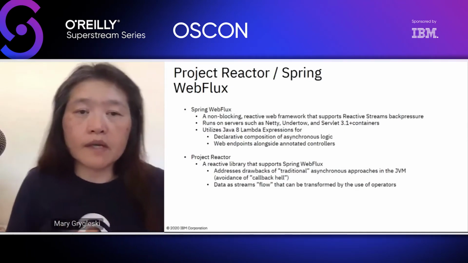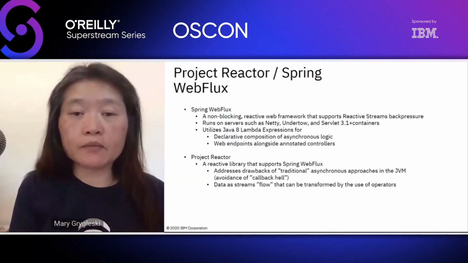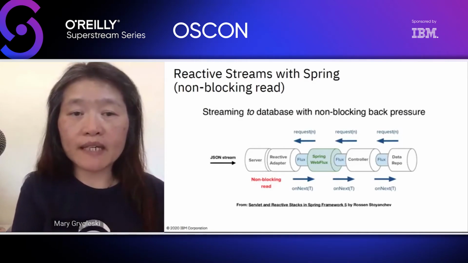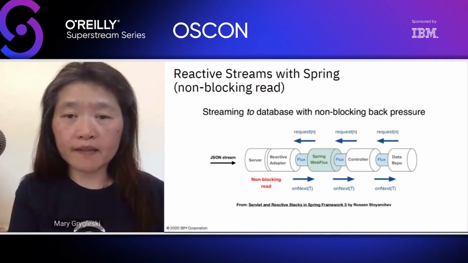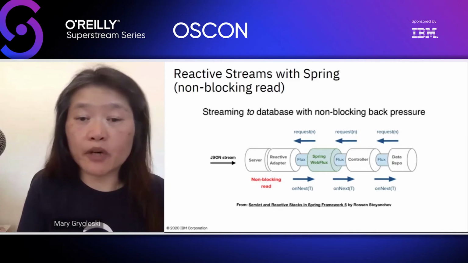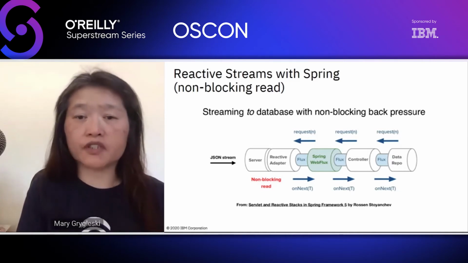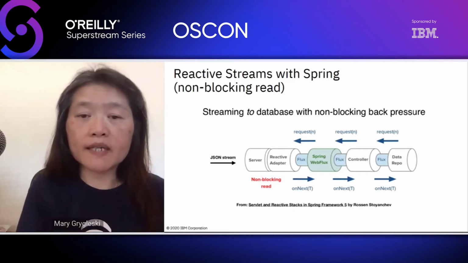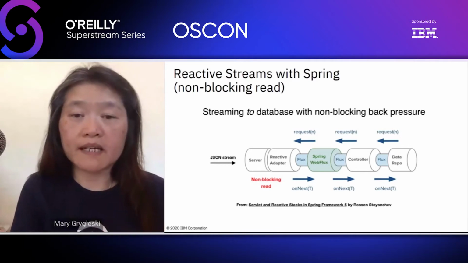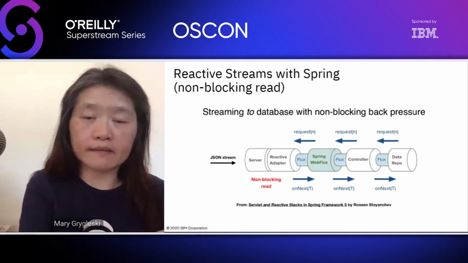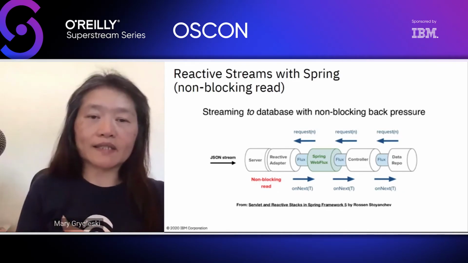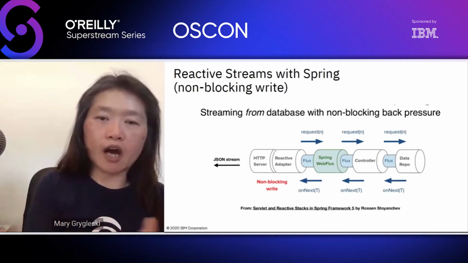And here are some diagrams that I think will be useful to explain how you stream to a database. In this case, you're doing a read using reactive streams with Spring. This is taken, if you're interested, from the Servlet and Reactive Stacks in Spring Framework by Rossen Stoyanchev, so you can also take a look into it. You can see that in Spring, there's this concept of Flux that handles multiple streams. As you can see how they travel down your pipeline like that. And likewise, on the right side, you can see that the JSON stream is going down in the opposite direction.